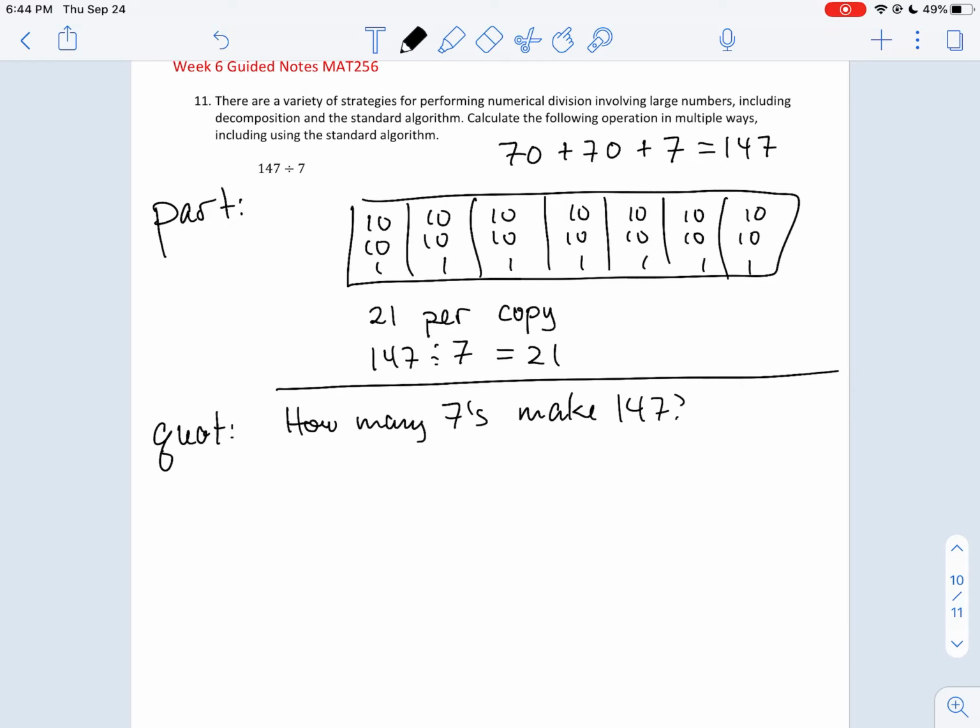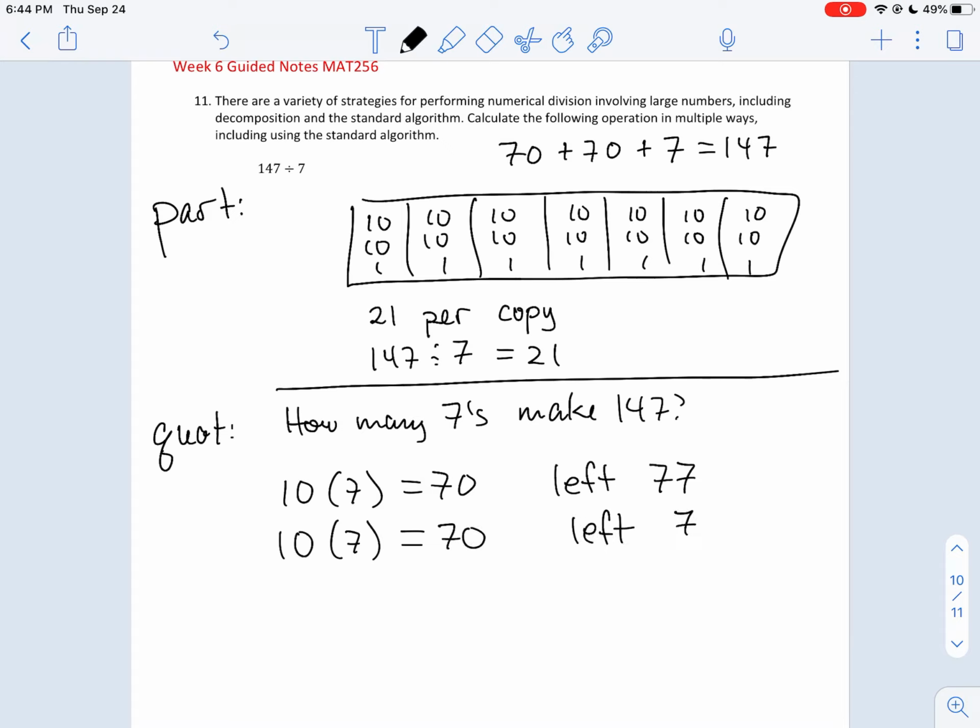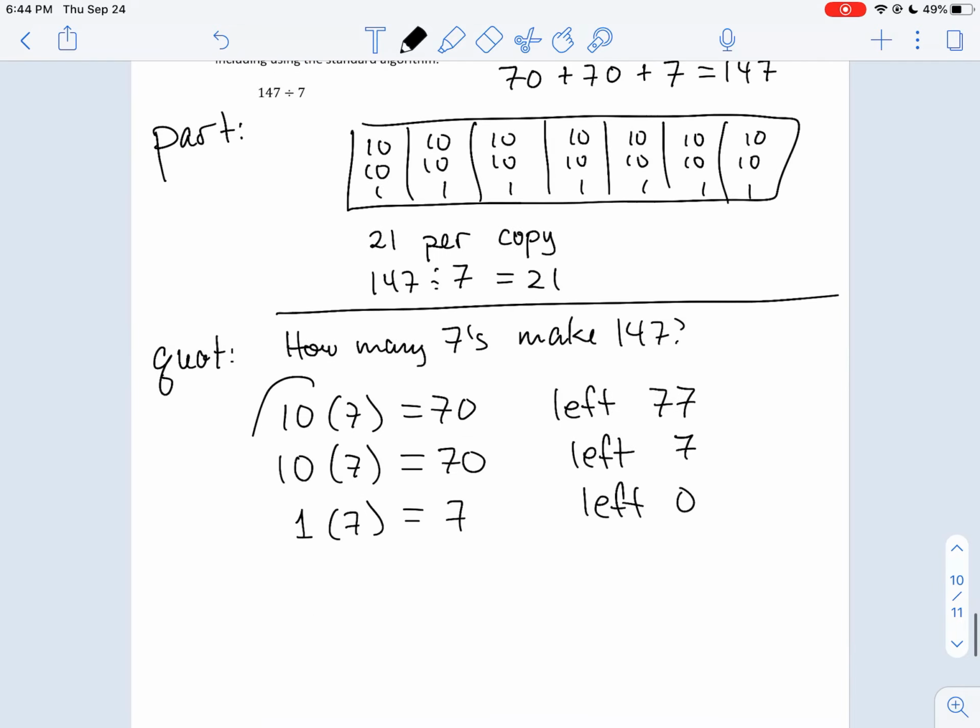Okay, so let's just start doing groups of 7s until we get close to 147. Let's do 10 7s. Here's 10 7s. That makes 70. So what's left? We'll remove 70 from 147. We still have 77 left. Well, if I do another 10 7s, that makes another 70. So remove 70 from this, and we have 7 left. Well, now we just need 1 more 7 to get the rest of it. And then now we have left nothing.